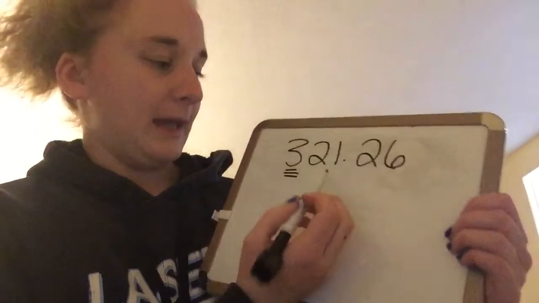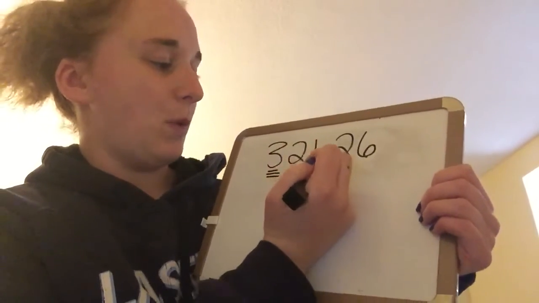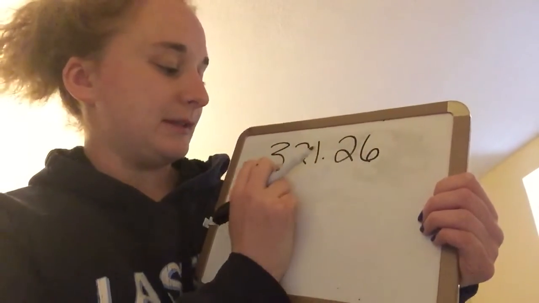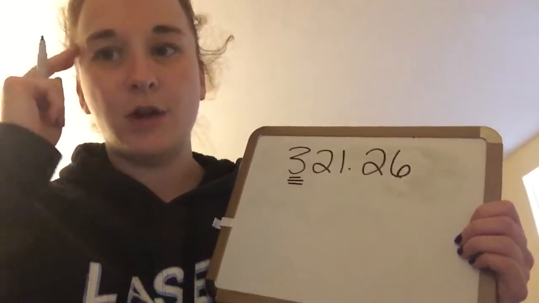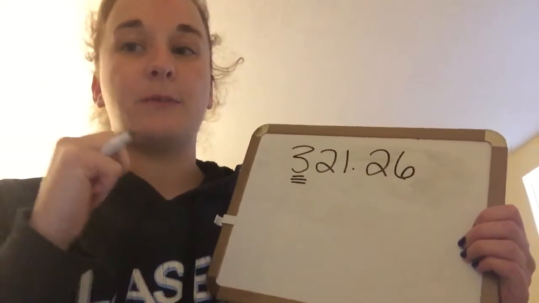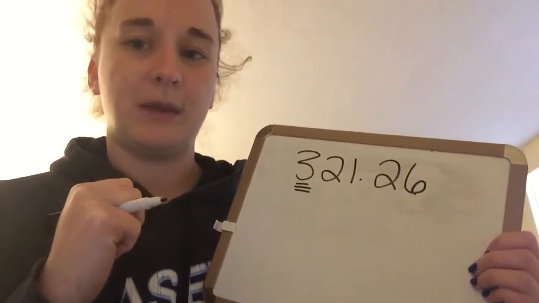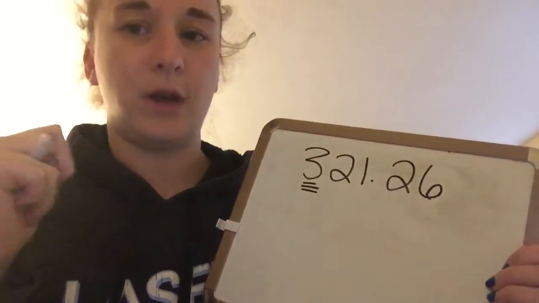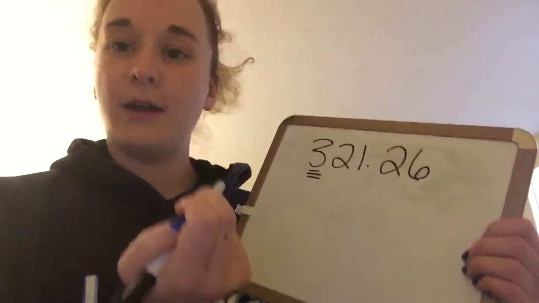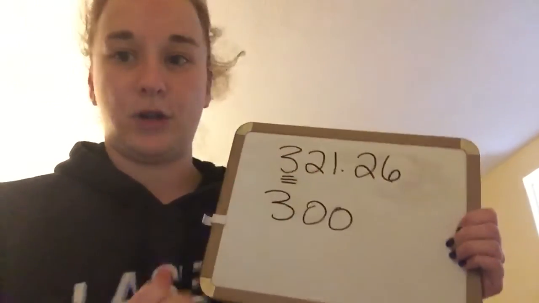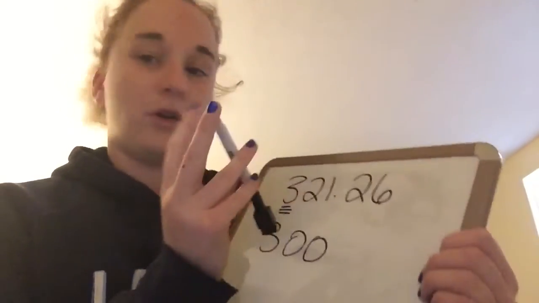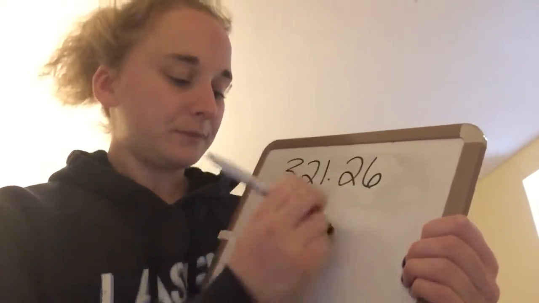So I'm looking at my number, 321 and 26 hundredths. My 3 is 3 spots before the decimal, and I know that 3 spots before the decimal is my hundreds place. And I also said 300. So if I have 3 hundreds, the value of this number is going to be 300. Make sense? I'll go through each digit with you.